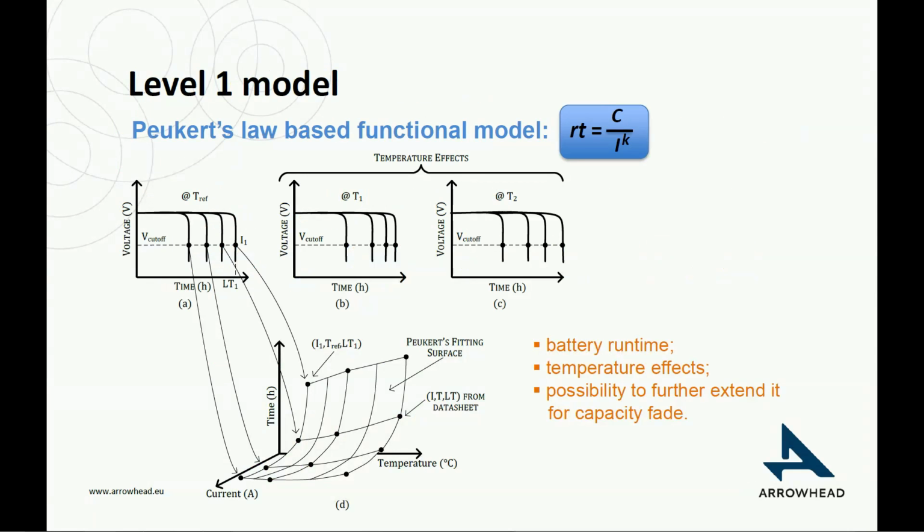Level 1 only models the battery runtime after considering the state of charge of the battery. This is an analytical model based on the well-known Peukert's law, which gives a relationship between the capacity of a battery and the battery runtime for a single cycle at a certain constant discharge current. The coefficient K is called the Peukert number.